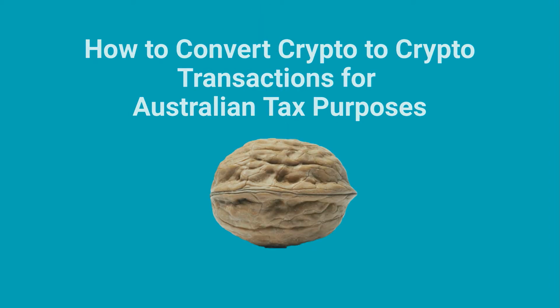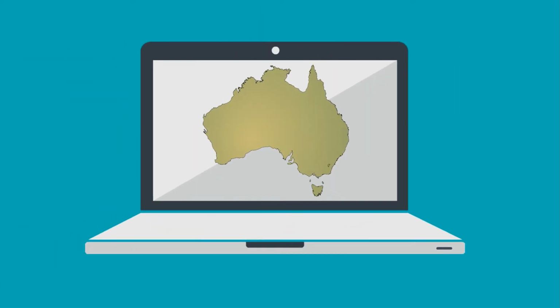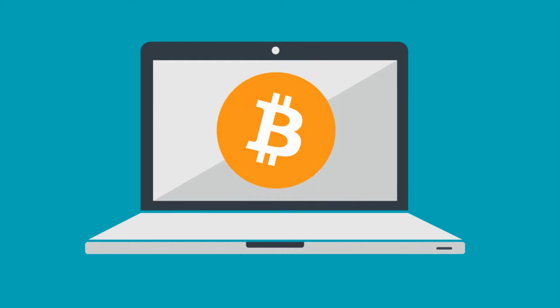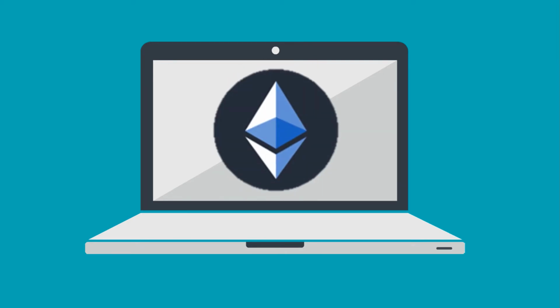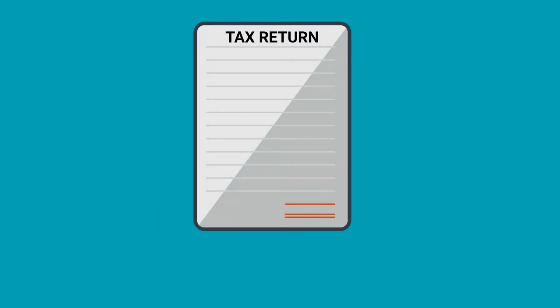In a nutshell, if you live in Australia and you've ever swapped one cryptocurrency like Bitcoin for another cryptocurrency like Ethereum, then you need to record these transactions in your tax return, and you'll need to know how to convert them into Australian dollars to do that.